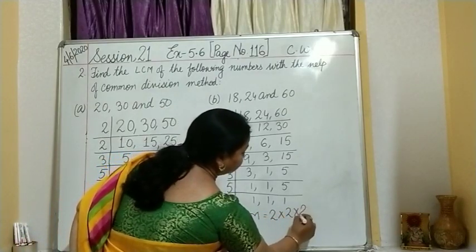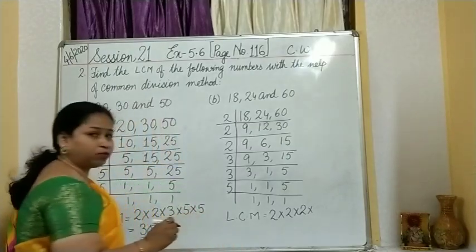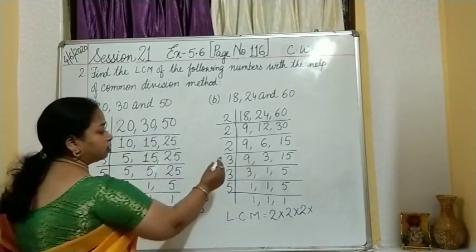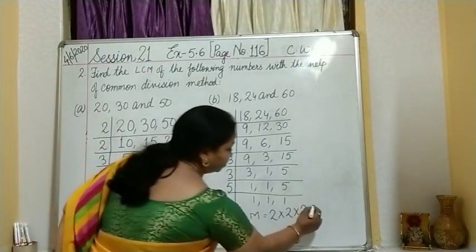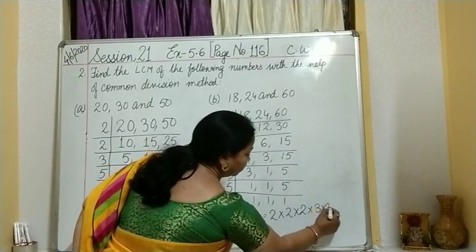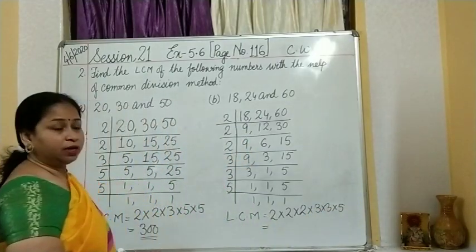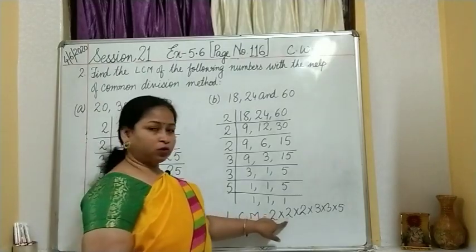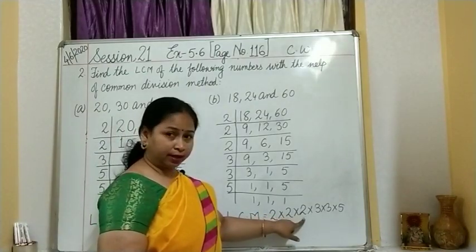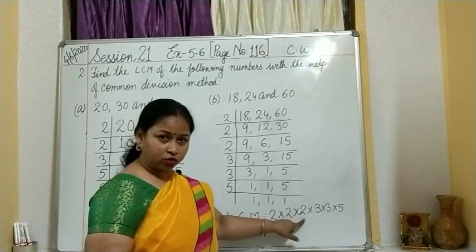Otherwise chances are, if you miss any of the numbers, you will not get your answer. 2 3s you have got. And then 1 5. Okay. Now multiply this. 2 2s are 4, 4 2s are 8. Okay. Like this you can multiply.